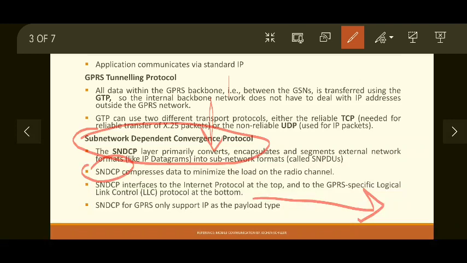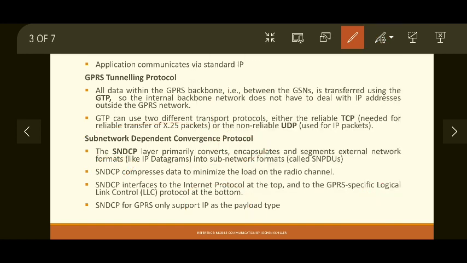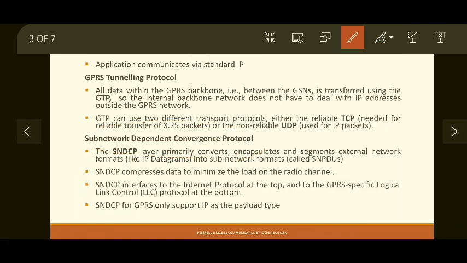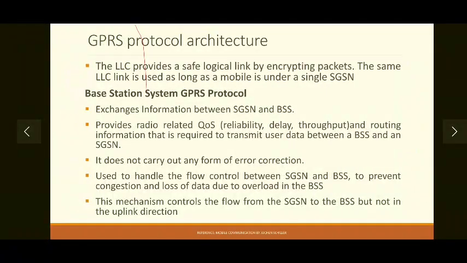Another key aspect is that SNDCP for GPRS only supports IP as a payload type. So all the payloads will be of IP format, no other format is allowed. So that's why SNDCP is important in the conversion of all those formats. So that is SNDCP. Now let's look at the next protocol, that is BSSGP.